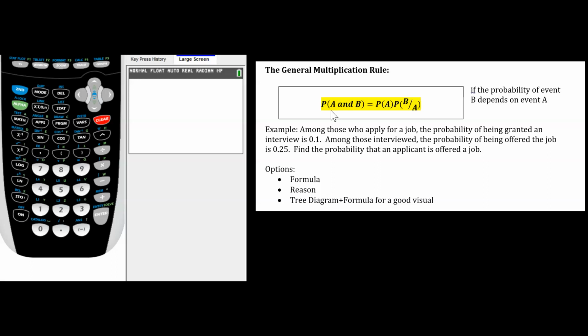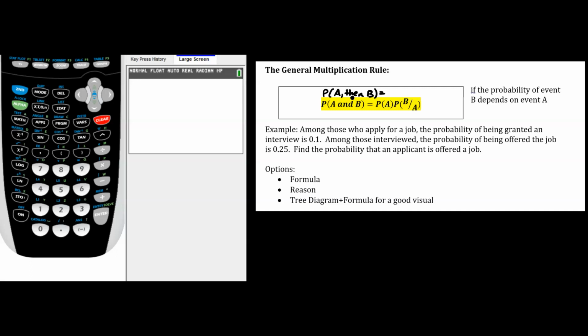Now, in this section, I actually rewrite this slightly. Instead of saying the probability of A and B is equal to all of this, I like to think of this as the probability of A then B is equal to the probability of A multiplied by the probability of B given A. So I'm replacing the word "and" with the word "then" to really emphasize the fact that we are going to be working with a sequence of events in this section.